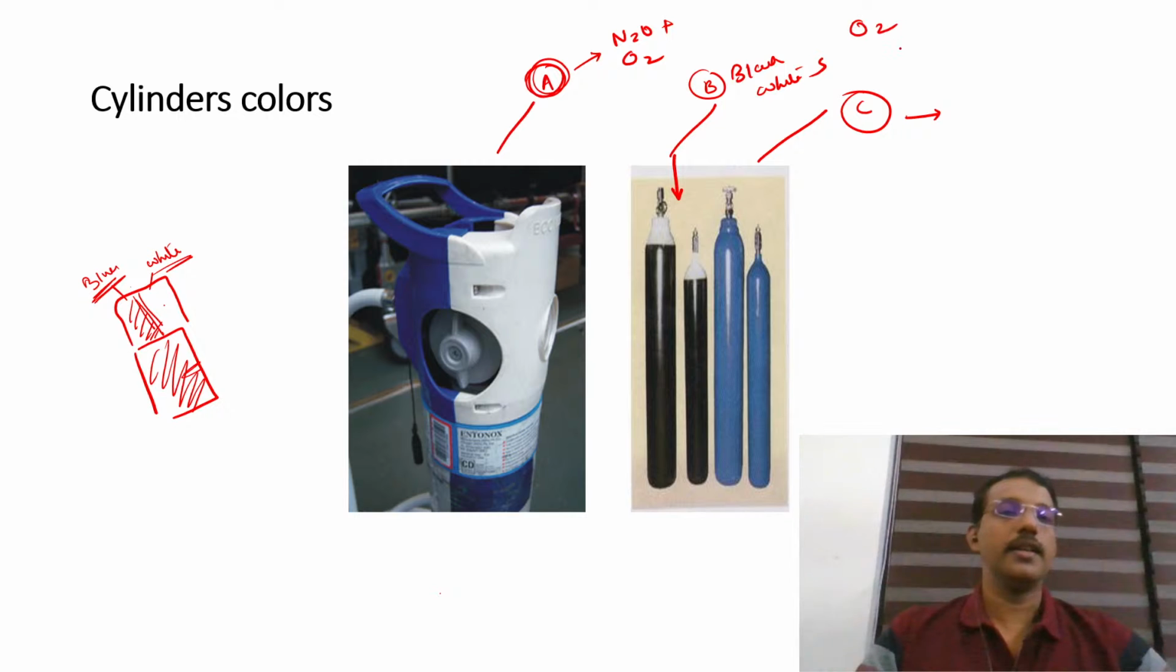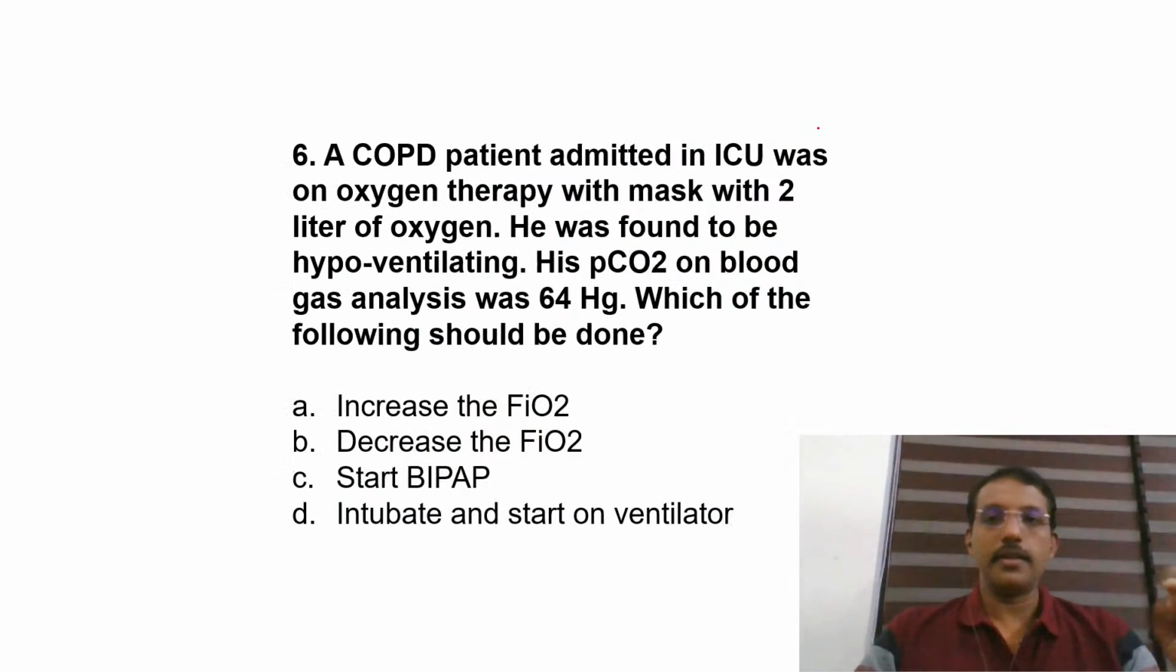Black body, white shoulder becomes oxygen. And then comes C, which is blue. Blue body and shoulder. Both the colors are blue, the shoulder as well as the body, which is the nitrous oxide cylinder. Correct. Very good. That's right. I know most of you got it right. So we'll go to the next question. This is also a repeat question.